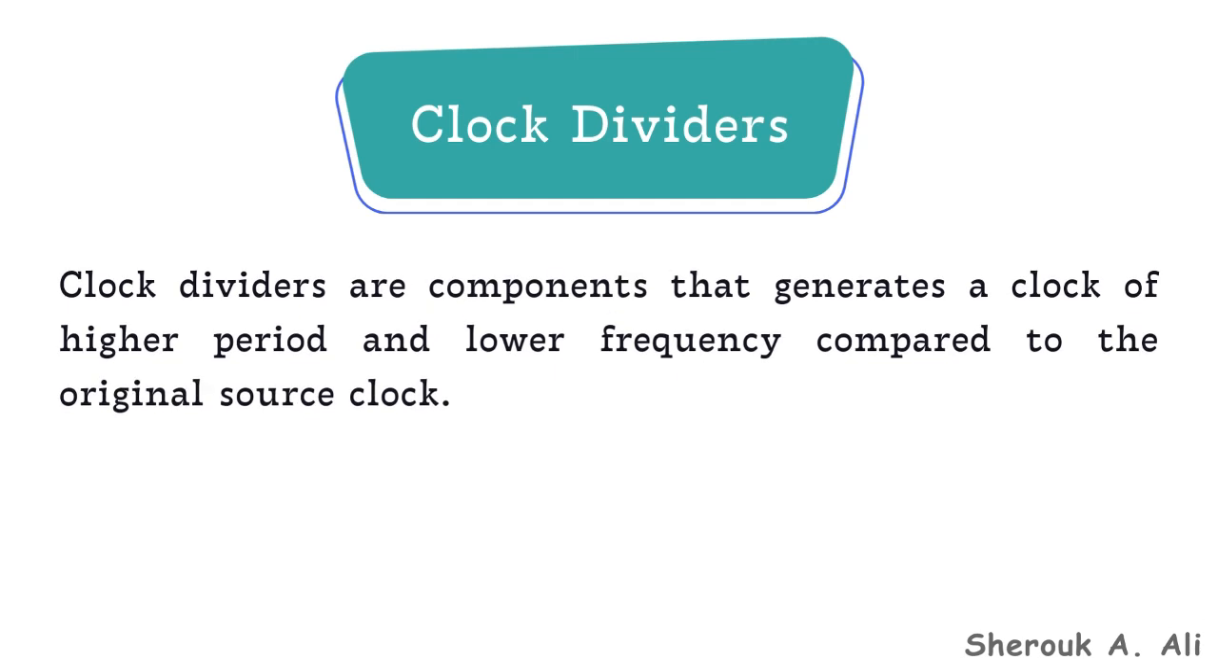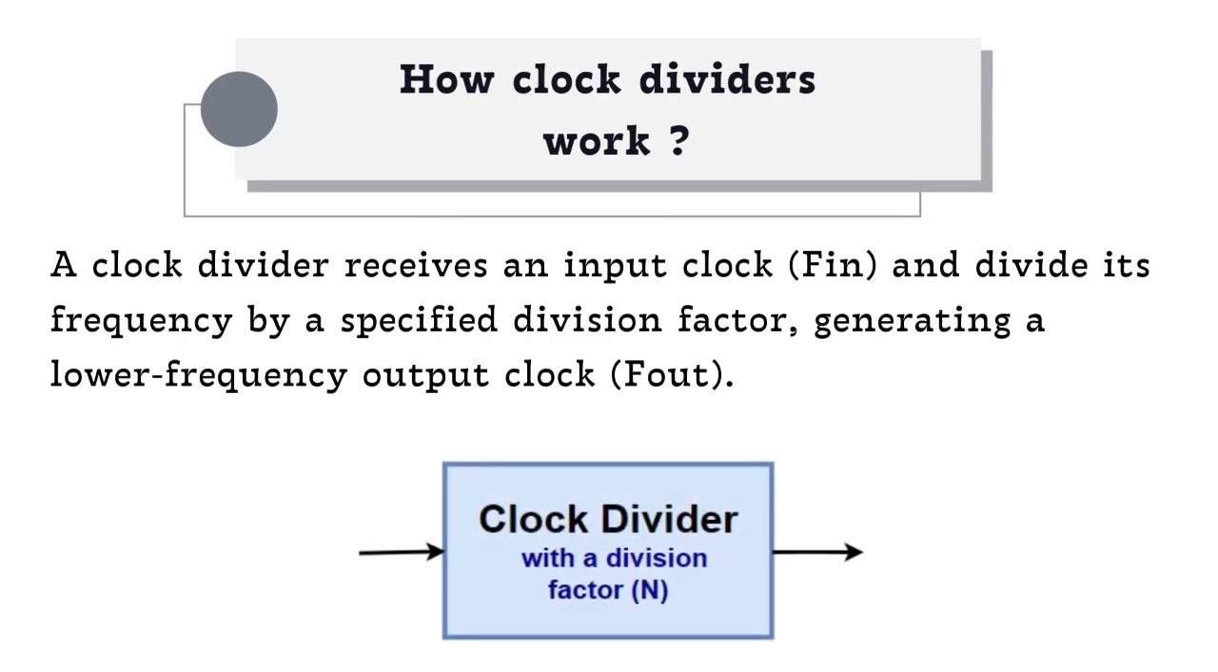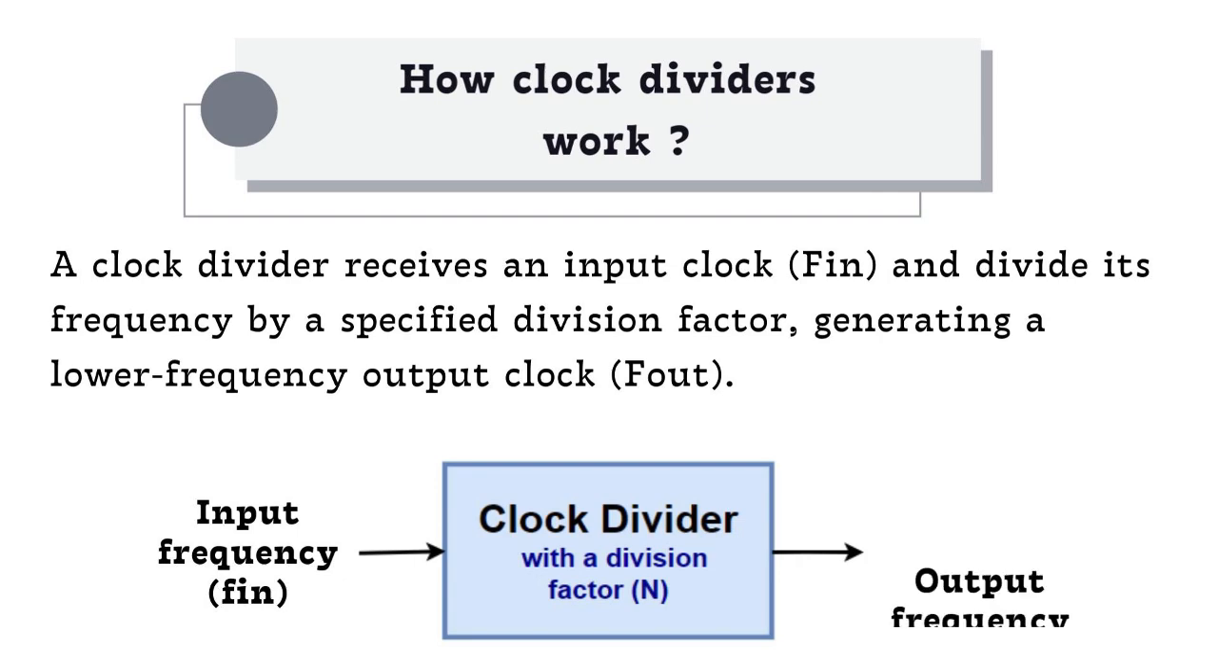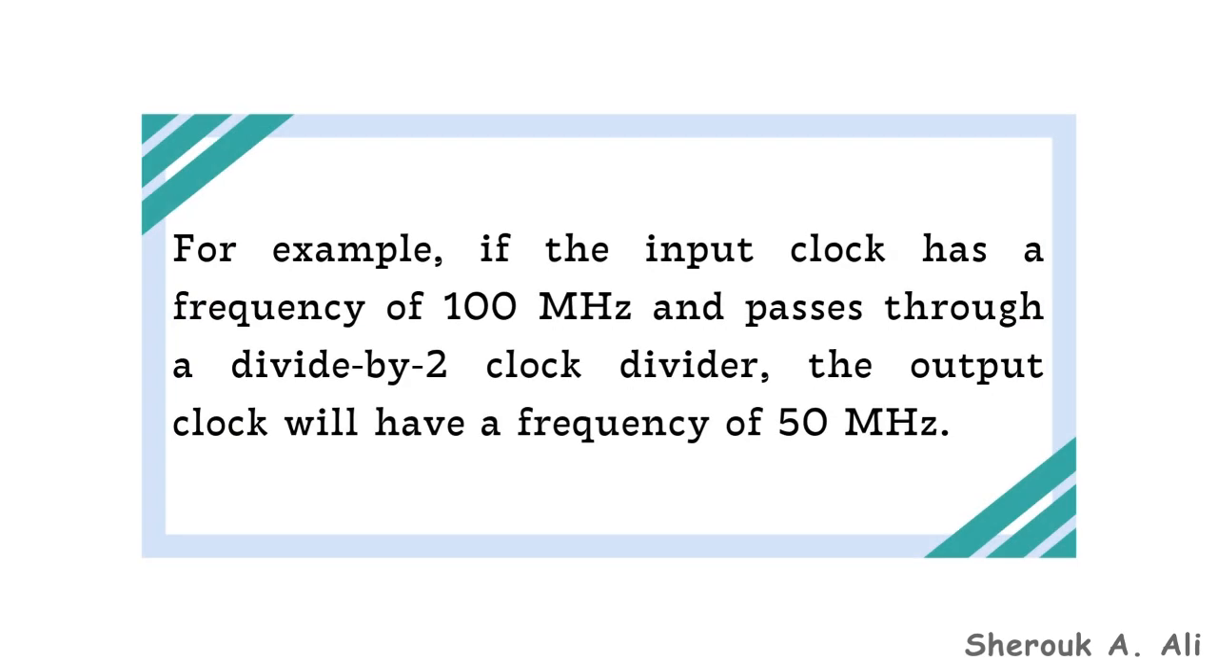Clock dividers are components that generate a clock of higher period and lower frequency compared to the original source clock. To understand more, let's see how clock dividers work. A clock divider receives an input clock and divides its frequency by a specified division factor, generating a lower frequency output clock. For example, if the input clock has a frequency of 100 MHz and passes through a divide by 2 clock divider, the output clock will have a frequency of 50 MHz.